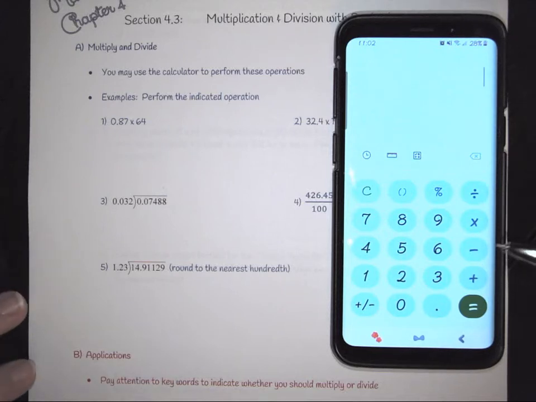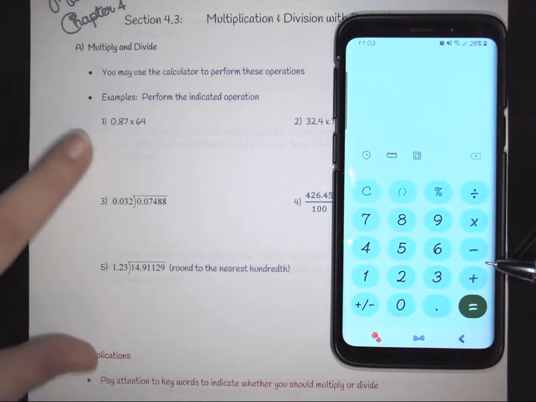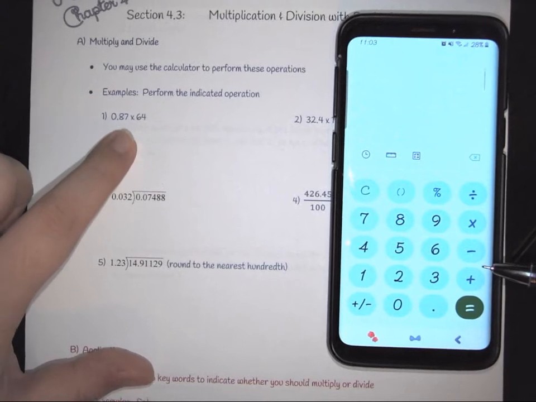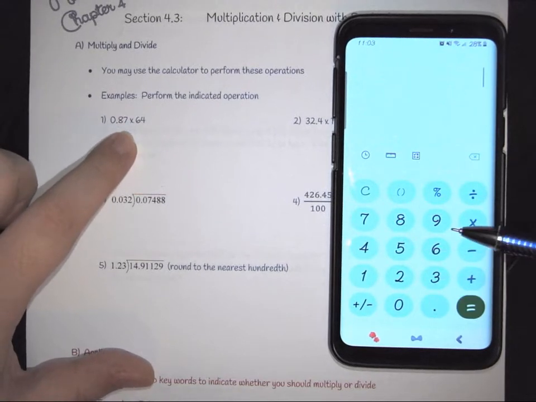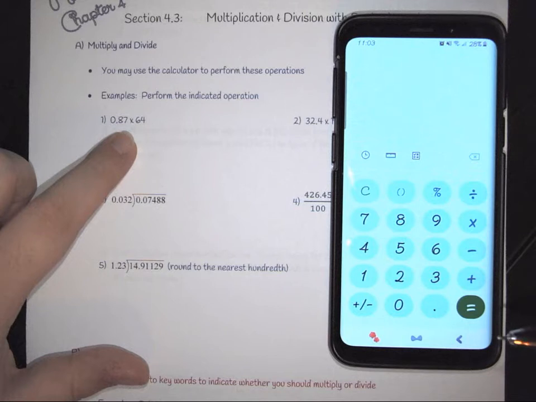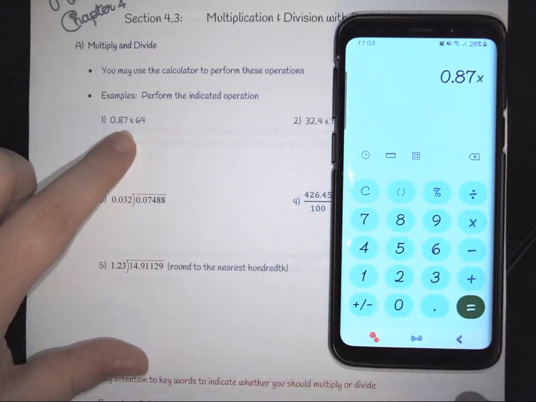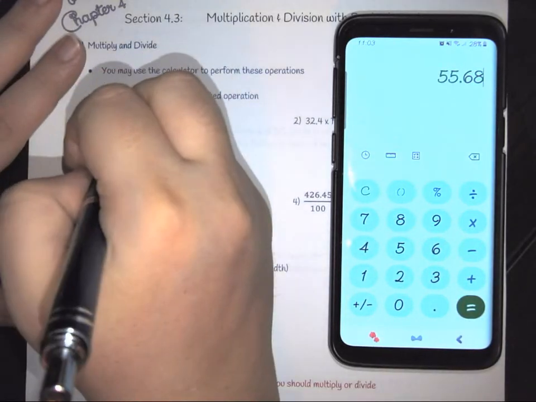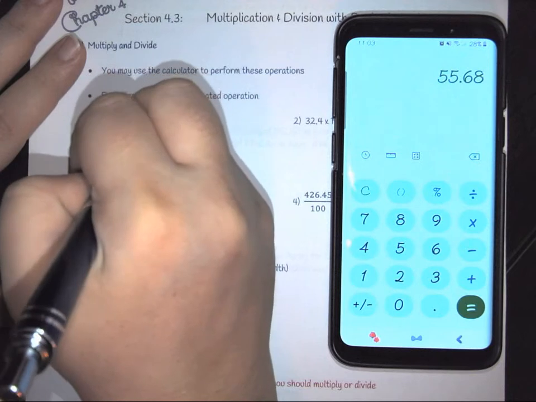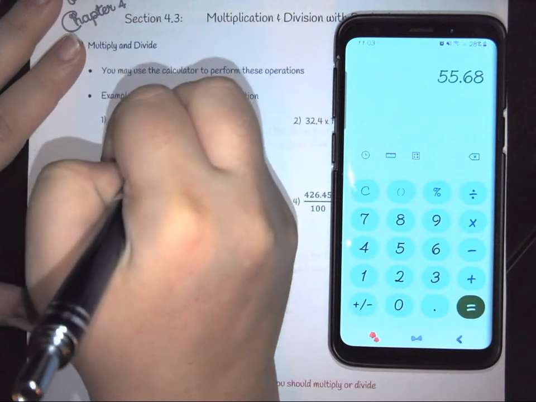A 4-function calculator means that it can only do addition, subtraction, multiplication, and division, essentially. Thus the 4 functions. So here, all you're really going to do is take what you see on your paper, type it into your calculator, and write down your answer. Here I have 0.87 times 64, and I'm going to hit enter, and so here we end up with 55.68.